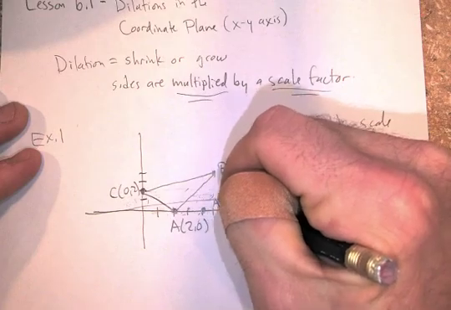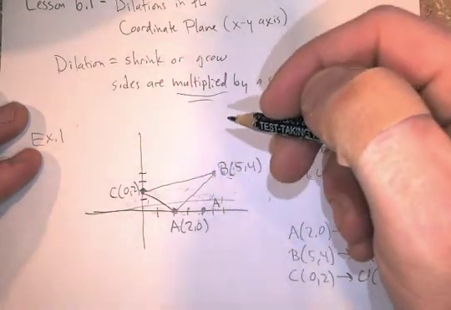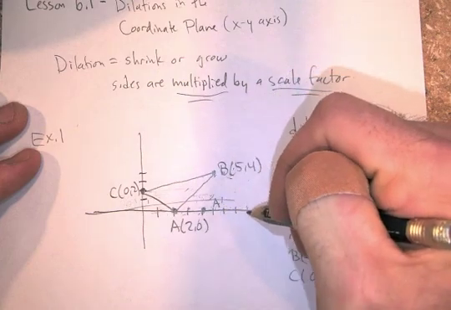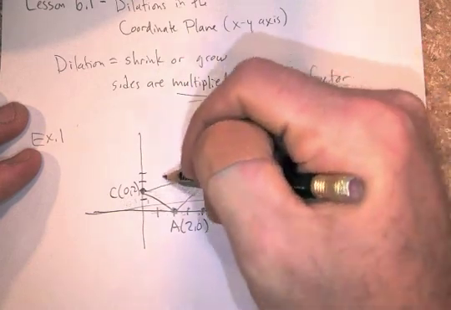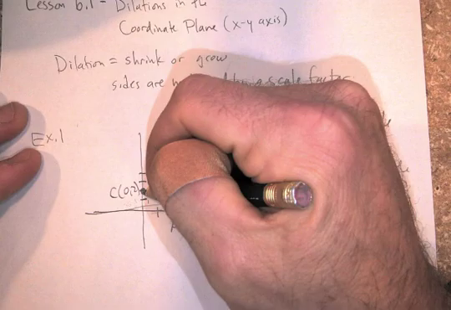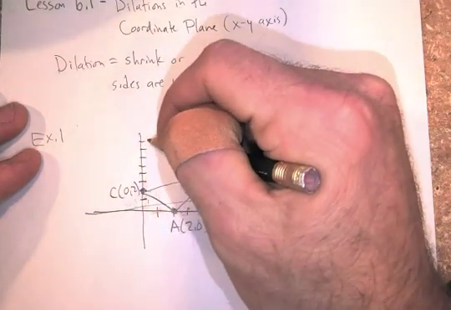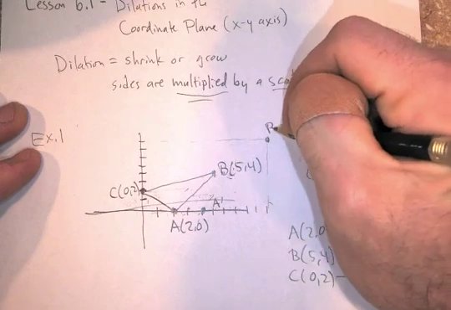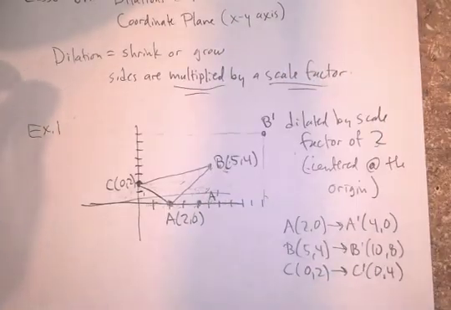Okay, let's graph it, see what it looks like. Here's A prime, 4, 0. B prime, 10, 8. This is going to be a little ways out. 2, 5, 6, 7, 8, 9, 10. And then 5, 6, 7, 8. So basically up there is B prime. And then C prime at 0, 2 went to 0, 4.